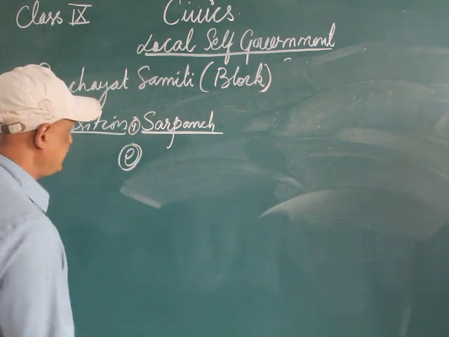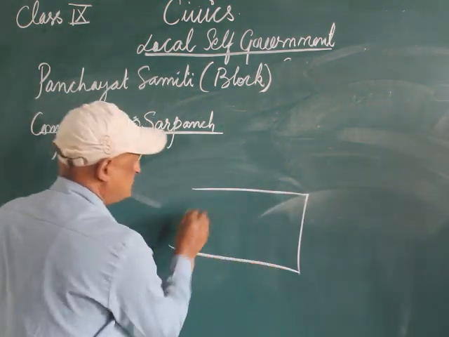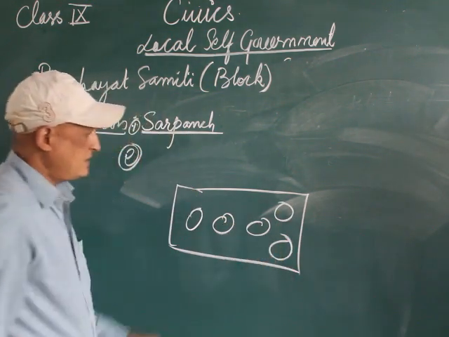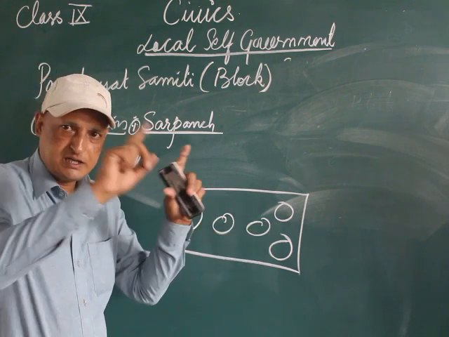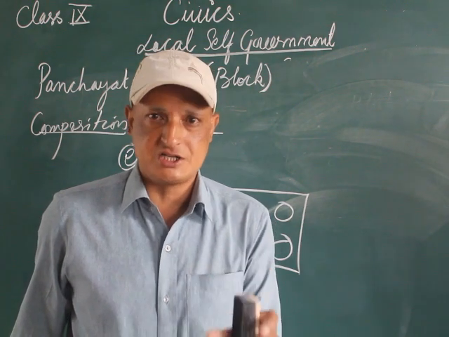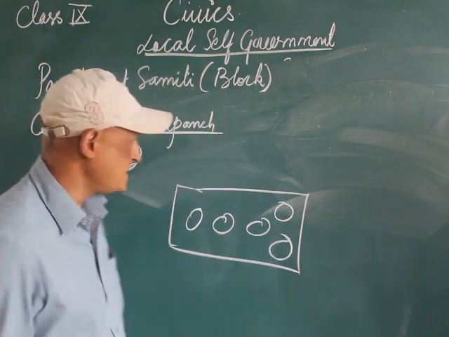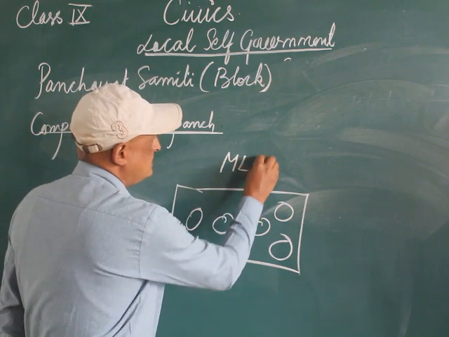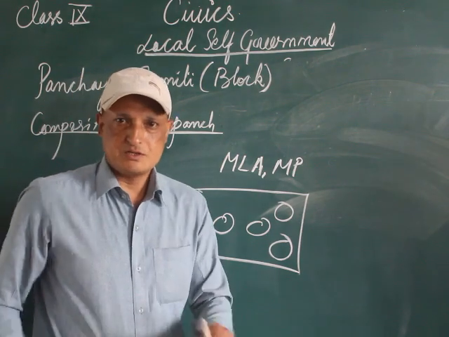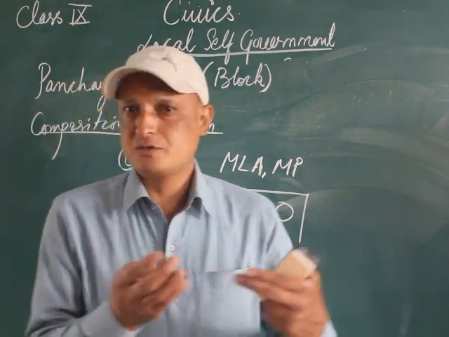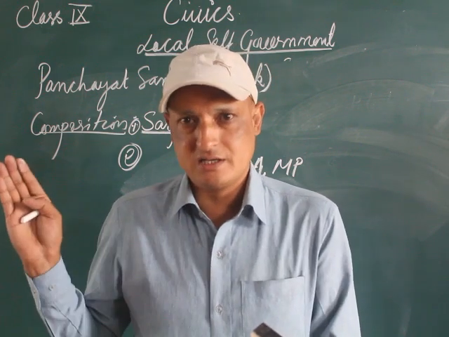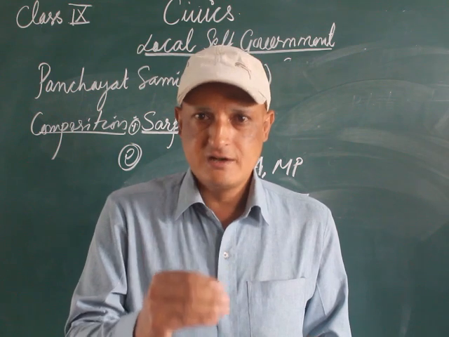The second one. From within that block, where 5-6 villages were there with different Sarpanches, there might be some elected body to the legislature, such as an MLA or MP. In a locality, even if you talk about the Namchepu constituency or the Namchepu block, we have an elected body to the state legislature or the state legislative assembly.